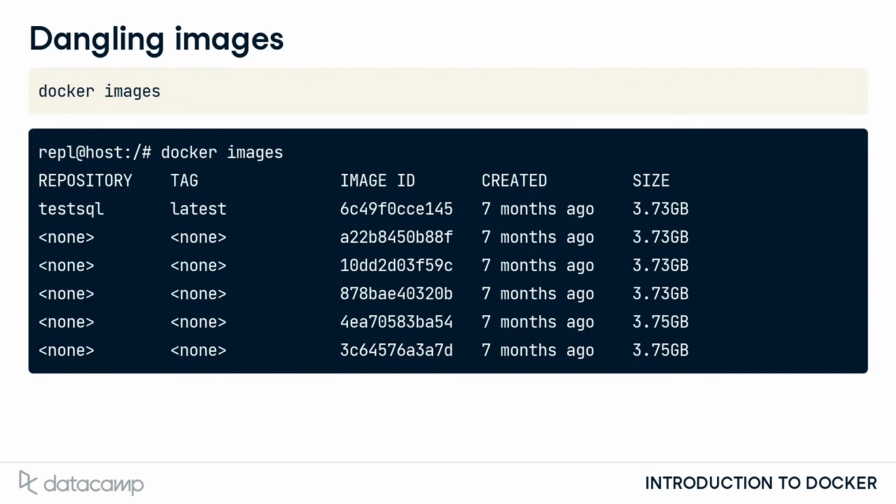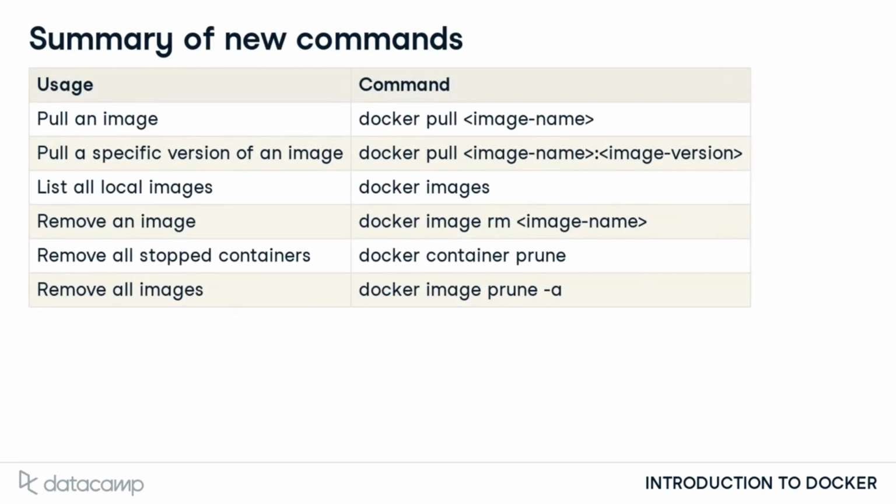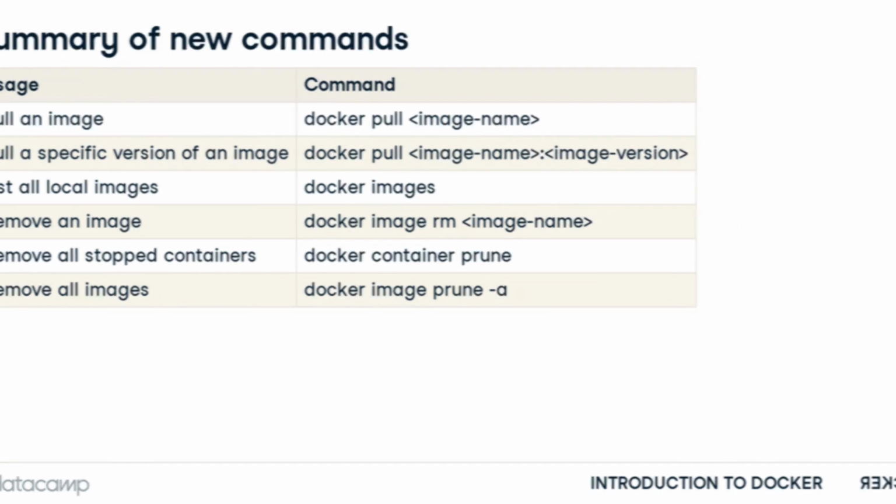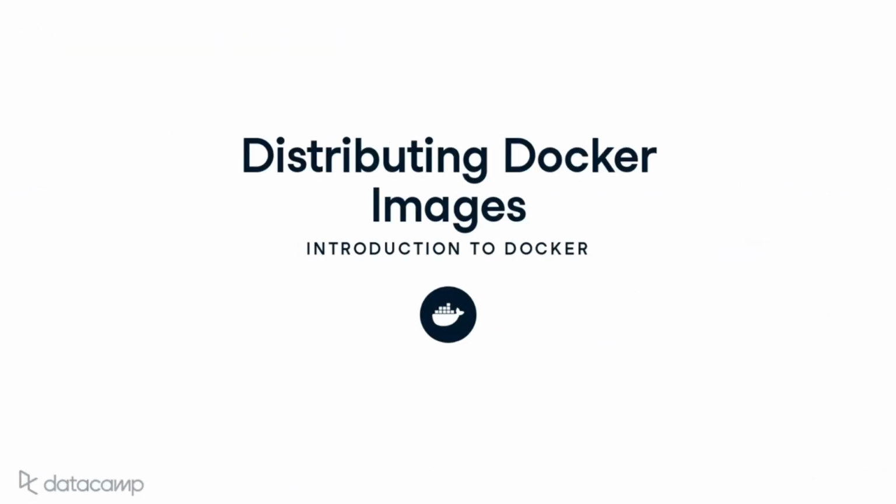A dangling image is an image that no longer has a name, because the name has been reused for another image. This frequently occurs when creating our own images. For example, if we create an image called test-SQL, but we find a mistake and change our image slightly, the previous test-SQL image will then become dangling, as our new fixed image now has the test-SQL name. Here is a summary of the new commands we just saw, that you can refer back to when completing the exercises.